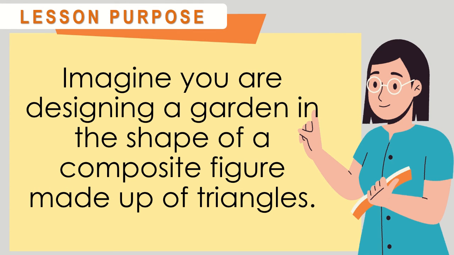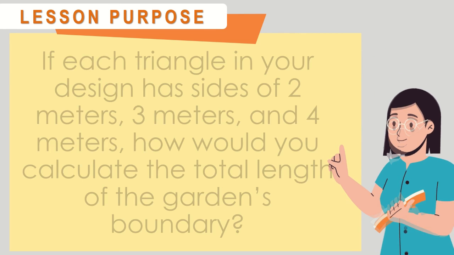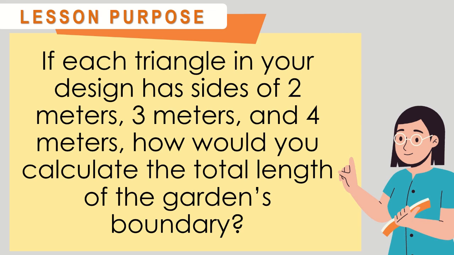Imagine you are designing a garden in the shape of a composite figure made up of triangles. If each triangle in your design has sides of 2 meters, 3 meters, and 4 meters, how would you calculate the total length of the garden's boundary?